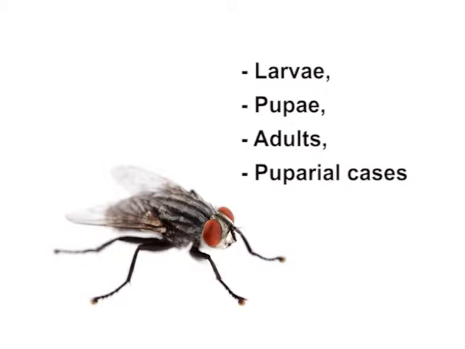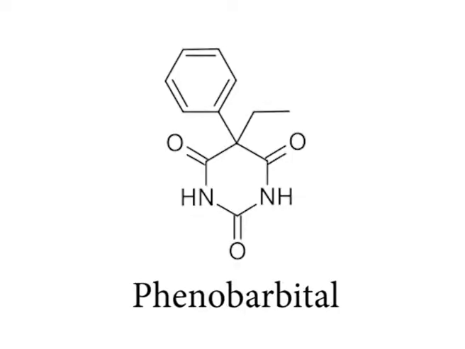Insect samples such as larvae, pupae, adults, and puparial cases collected from cadavers have been used for the detection of time since death, which is an important part of the criminal investigation system, and also for the detection of drugs. In the beginning of the use of insects in forensic toxicology, most probably phenobarbital was the first substance that was detected in maggots.